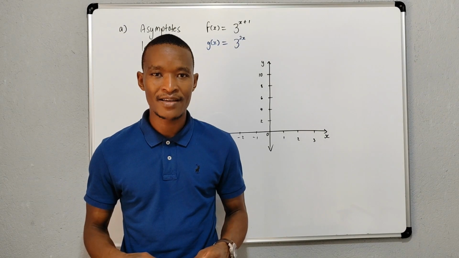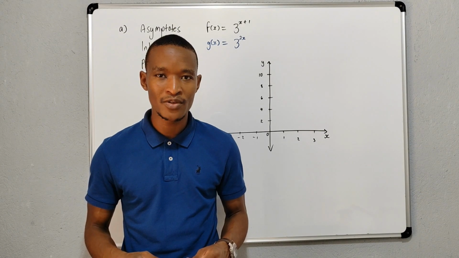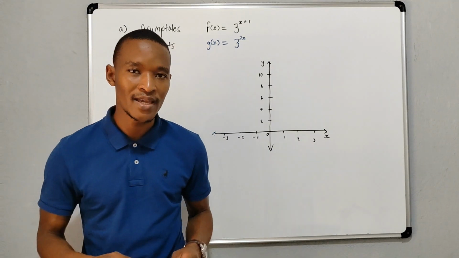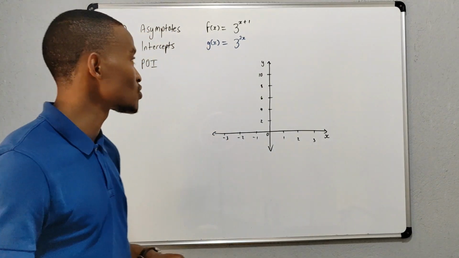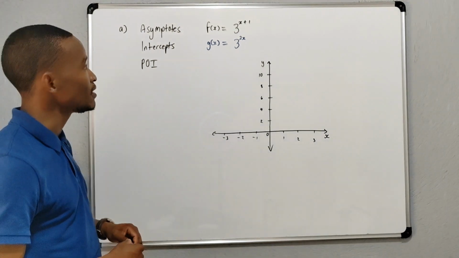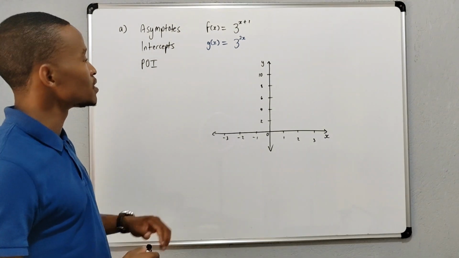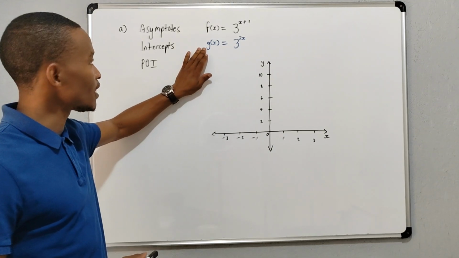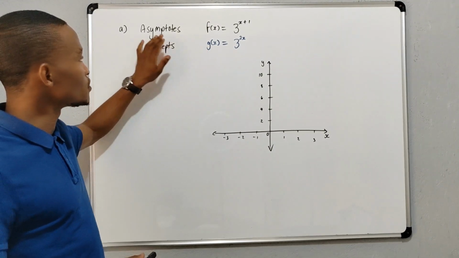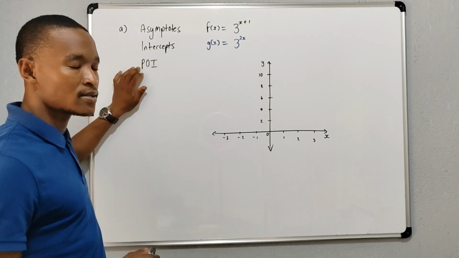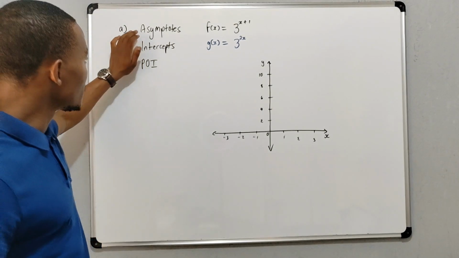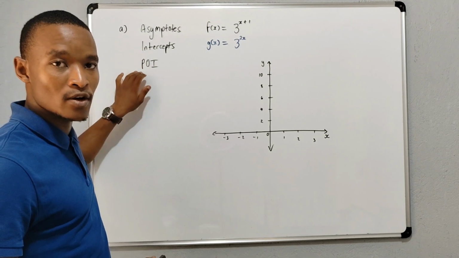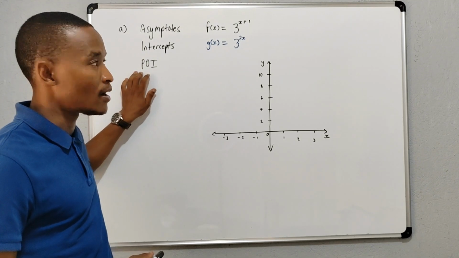Great stuff. I believe that you have your notepad with you, or pen and paper, so that you can work along with me as we interact with this question. So 7a, we are asked to draw these two graphs, okay? And in so doing, we need to indicate these three important characteristics about them: asymptotes, intercepts, as well as points of intersection, if there are any.